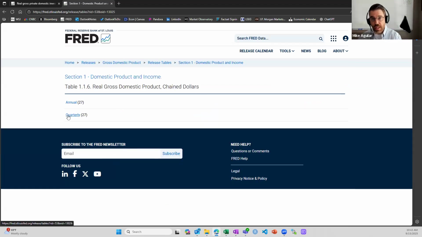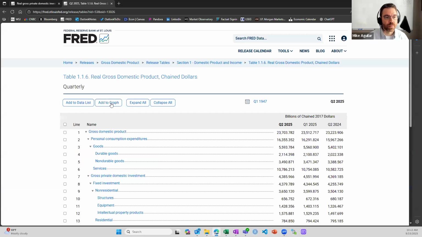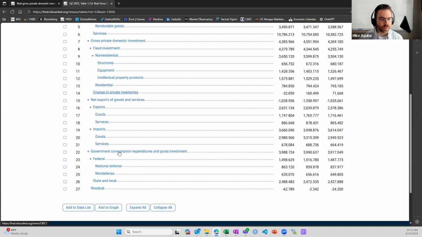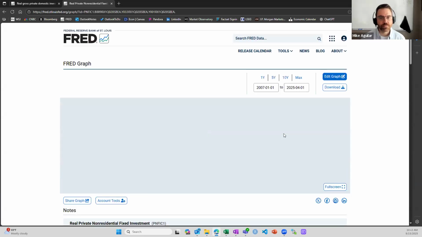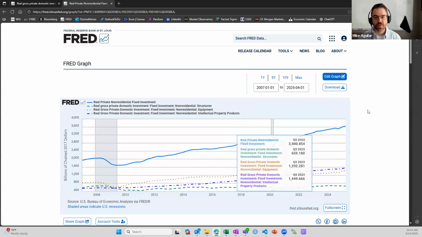I need it quarterly. I asked for Q2. So, all right, look at all these different components. We said we wanted the gross domestic product. We wanted the investment, non-residential fixed investment, non-residential fixed investment in structures, equipment, and IP. You go to add graph and you get all the components there.